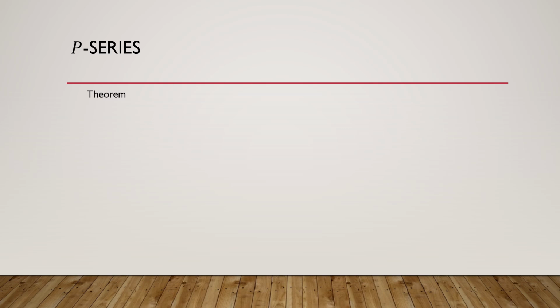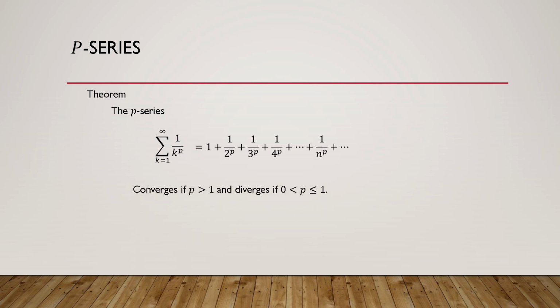The following theorem applies to p-series. The sum from k equals 1 to infinity of 1 over k to the p converges if p is greater than 1, and diverges if p is greater than 0 and less than or equal to 1.